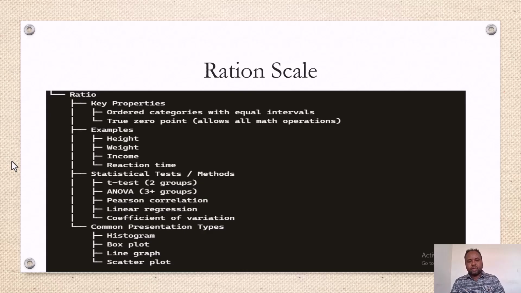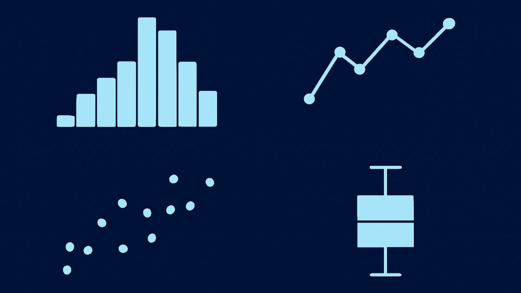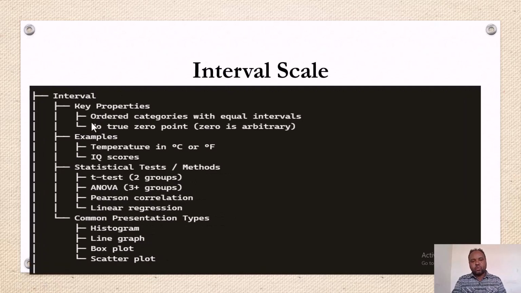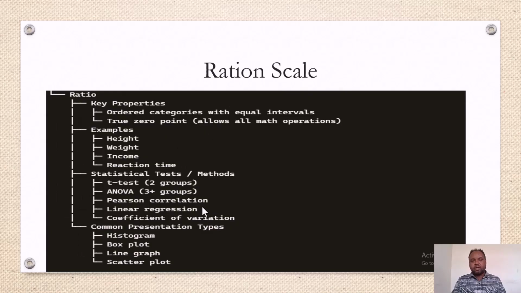The statistical tests or methods and presentation types are the same as those of interval scale. Now, the difference between ratio and interval scale is in the application of ratio quantity. Ratio, meaning division and multiplication, has no meaning with interval scale, but with ratio scale, addition, multiplication, division, subtraction, all these mathematical operations are meaningful, right? This is due to the presence of the true 0 point.